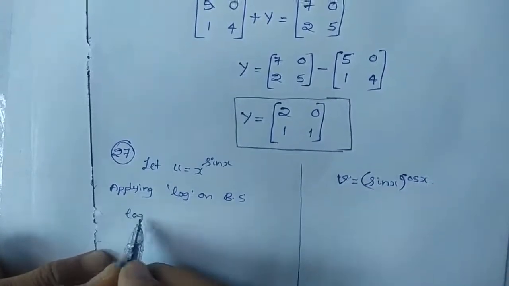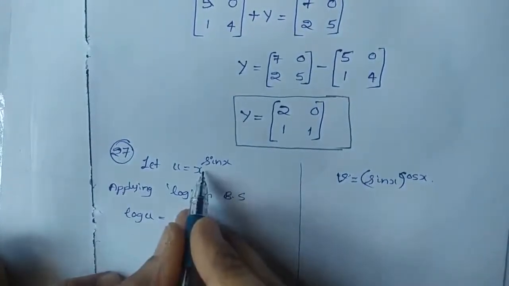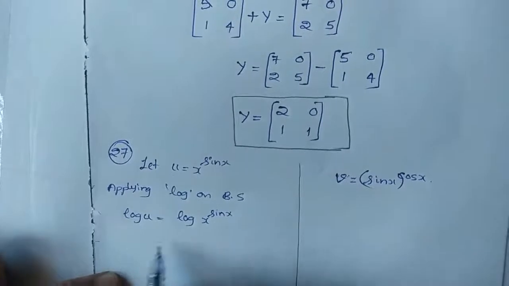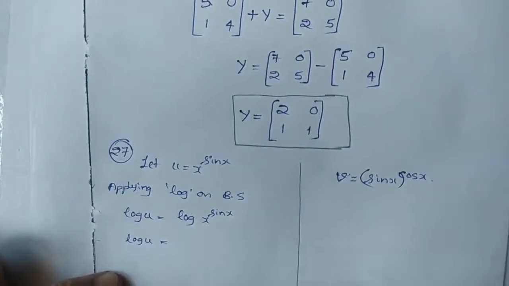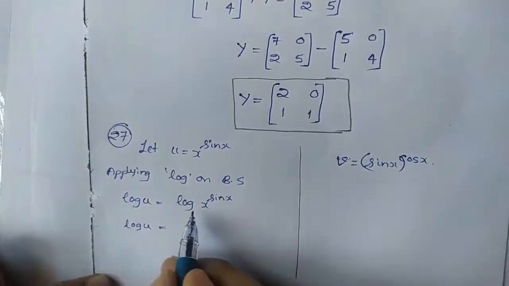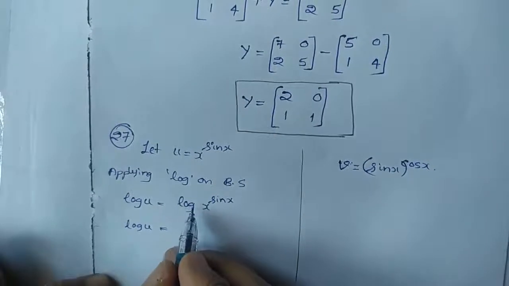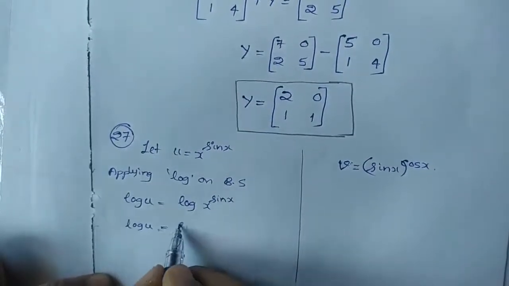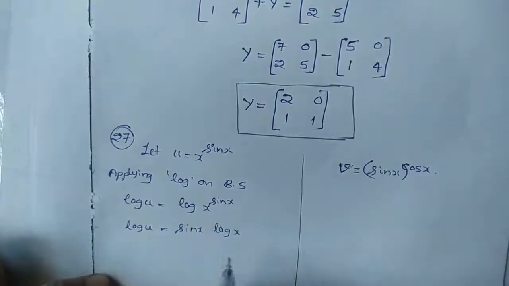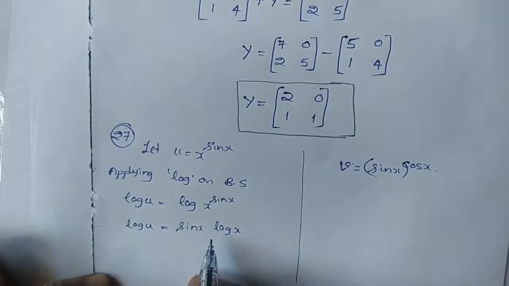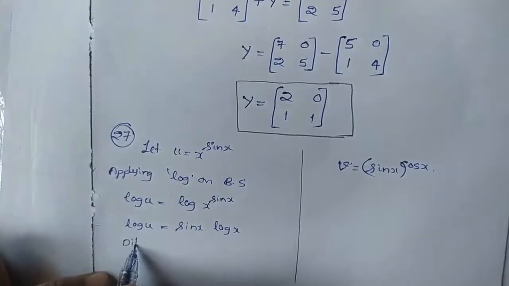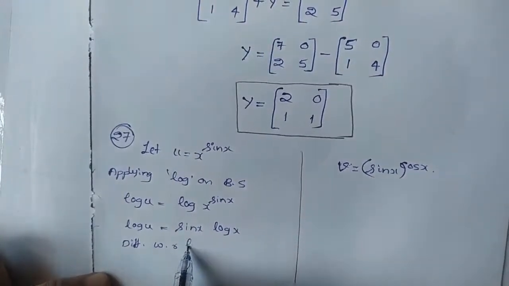Then log u equals log of x power sin x. Next, by using the formula in log function, log of a power b is b log a, so log u equals sin x into log x. Sin x comes to this side if we apply the log formula. Next, let us differentiate with respect to x.